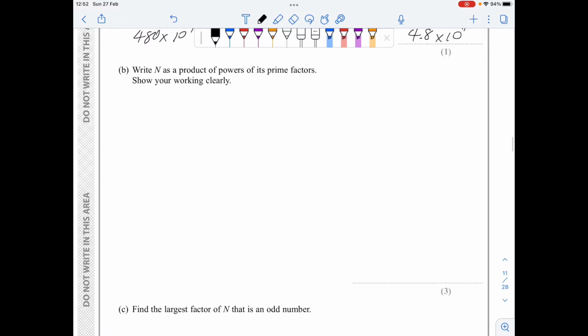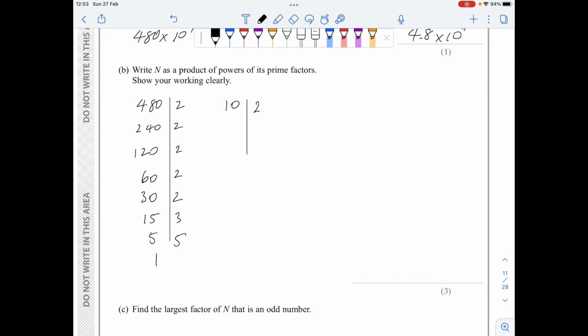For part B, I will write 480 and then 10 as the product of prime numbers. So let's do 480 first. So let's divide by 2: 240, 120, 60, 30, 15, 5, 1. And then let's do 10. Divide by 2, 5, 1.